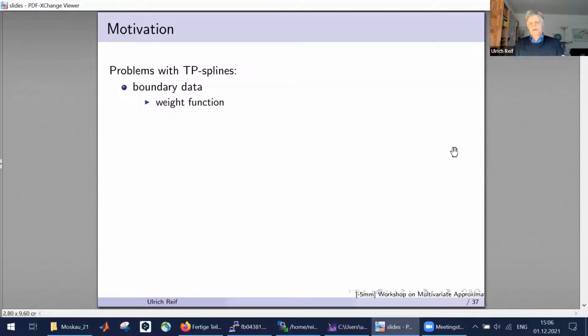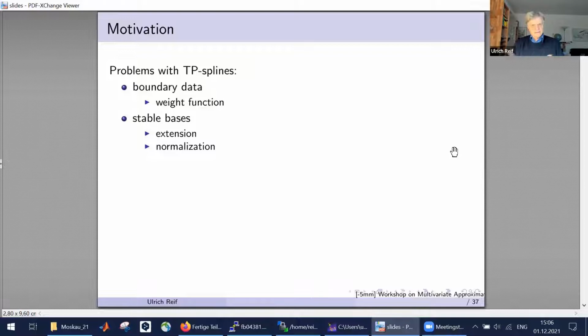Where do the problems come from? First, if you approximate with, say, tensor product splines or tensor product polynomials, and you have to realize some, say, homogeneous boundary conditions, then, well, this is not easy to do, but there are some tricks around, like the use of weight functions or Lagrange multiplier methods, but this is not so easy. This is not convenient.